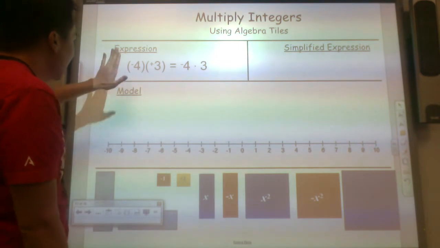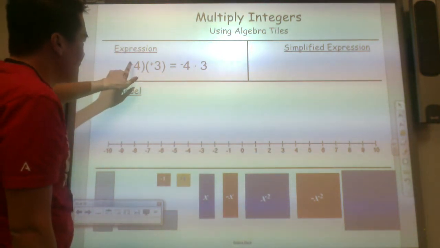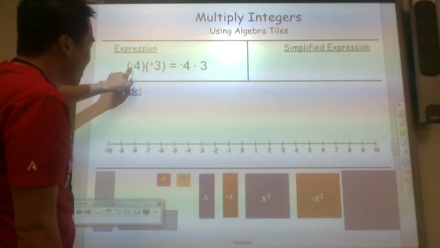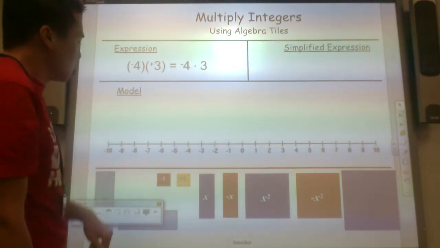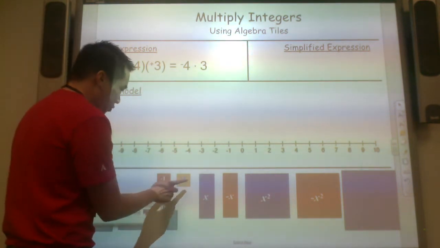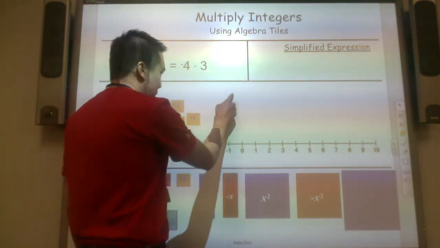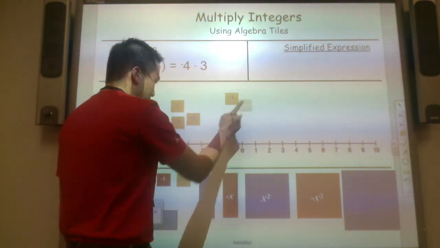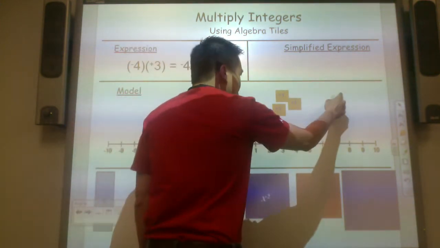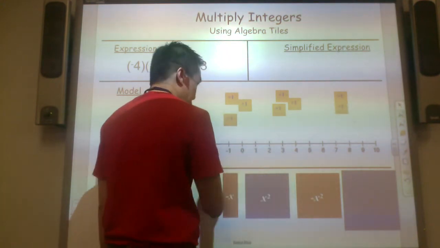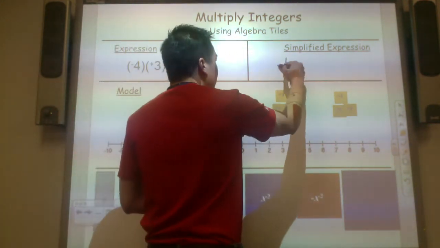Next one. The way you read this is you have 4 groups. What's the opposite of this negative thing? What is the opposite of 4 groups of positive 3? So let's do 4 groups of positive 3, first of all. Here's the first group of positive 3. Second group of positive 3. Third group of positive 3. Here's the last group of positive 3. Looks like we have positive 12.